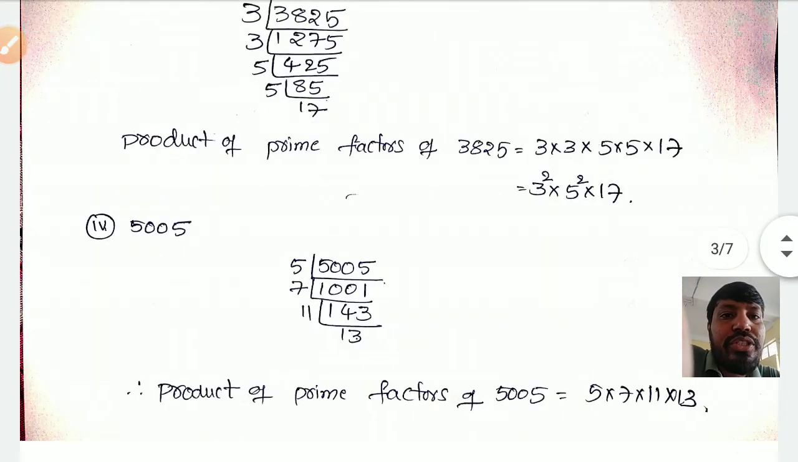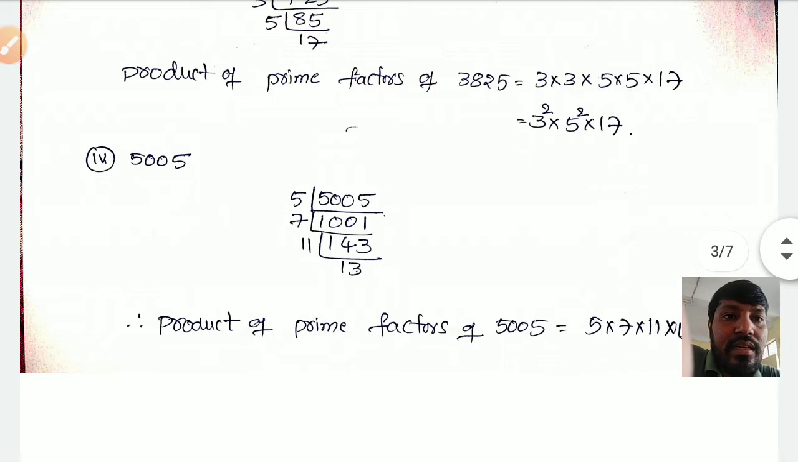The next question, the fourth one, is 5005. It is divisible by 5 only. It is not divisible by 2 and 3. Better you go in order. Sir, if I directly take 7, what will happen? You will get the answer. Obviously, you will get the answer. Absolutely, whatever answer you are getting is the right answer. But better you go in order.